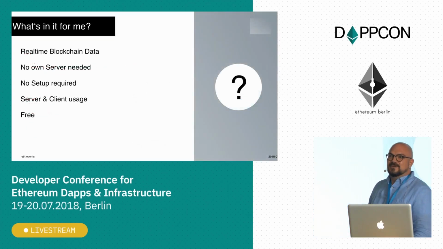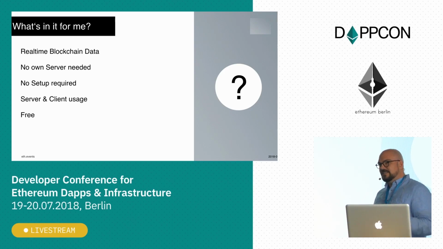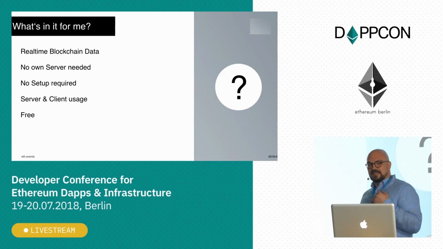Okay, so you might be asking, what's in it for me when using Eth.events? What you're getting is real-time blockchain data. We are indexing the events as soon as they occur. We are constantly listening to the Geth client and input all the information into our database. There is no own server or other infrastructure needed. Everything is hosted on our machines, so you can just use it. There is no setup required.